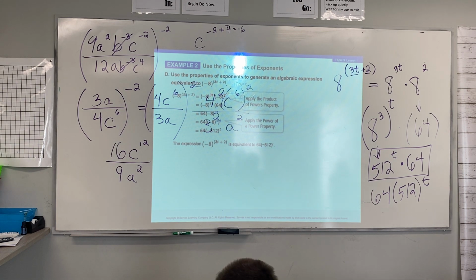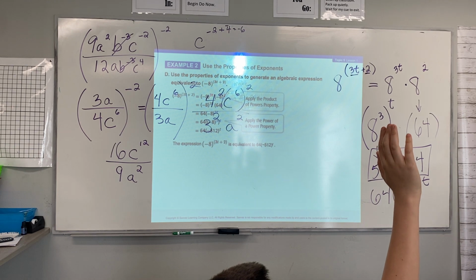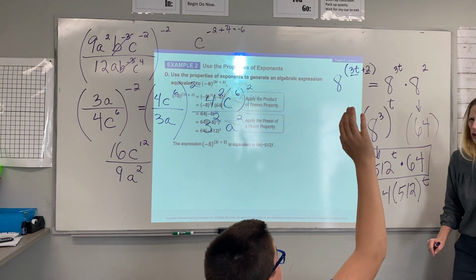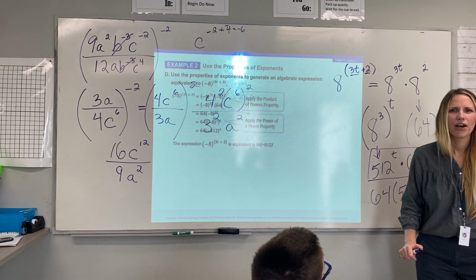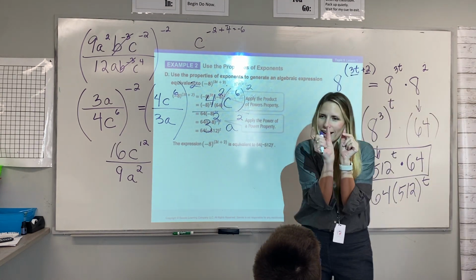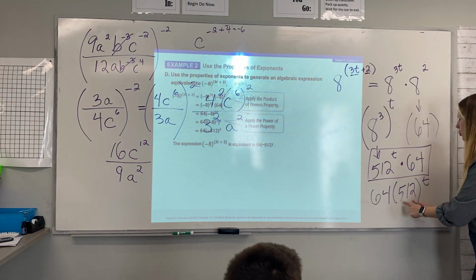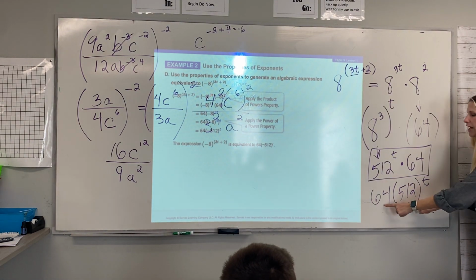It's not 3 words, but here's what happens. Basically, you multiply the 512 next to the t, so it's 512t. Why do we have to do that first? Is there some sort of order? Order of operations tells us that we have to do exponents first and then multiply.